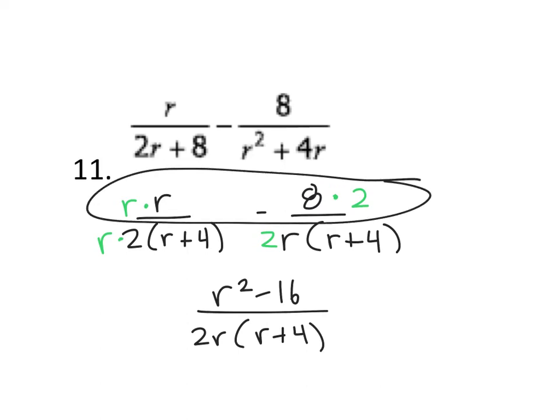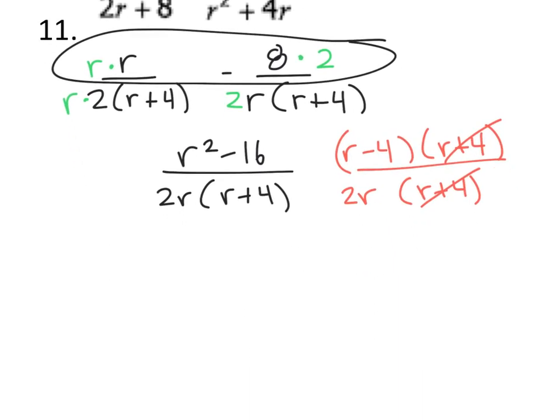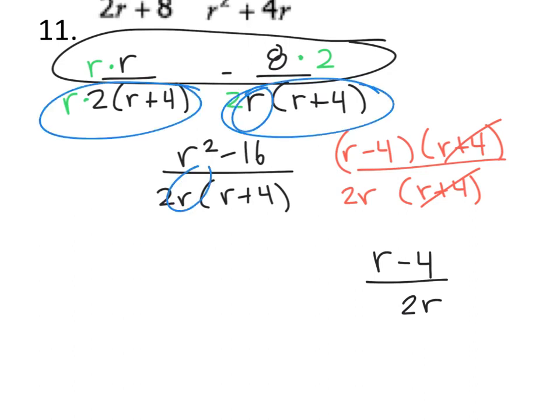So I got r squared minus 16 right here. So let's factor out the numerator to be r minus 4, r plus 4, over 2r times the quantity r plus 4. Cancel, cancel. So my answer is going to be r minus 4 over 2r. I cannot cancel out these r's because it's over a plus or minus. So now let's look at our restrictions. r can't be negative 4 or 0 because we have that monomial right here and right here. So r can't be negative 4 or 0.